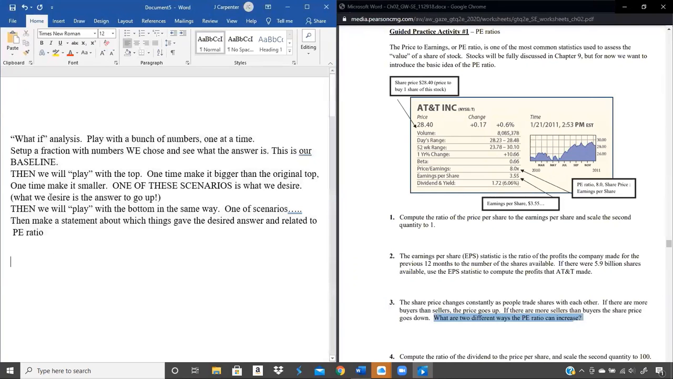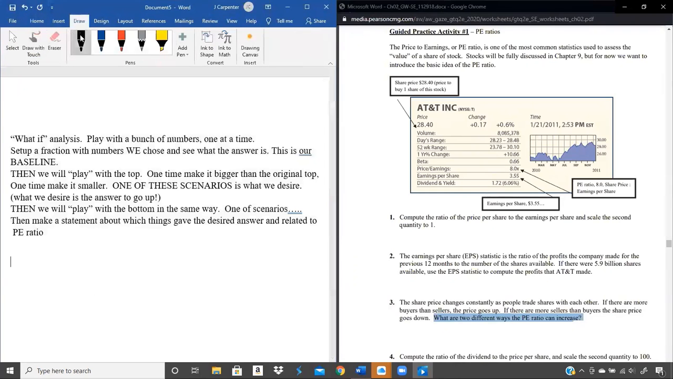So I'm going to start with two things. What's PE ratio? It's price and earnings. So I'm going to start with a price of, I said 110, so let's go with that. $100. And let's say earnings or profit of $10. This is just me making up two numbers.